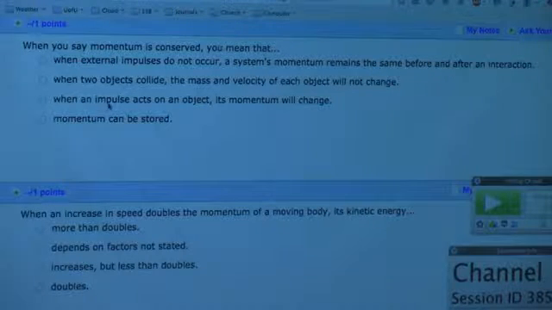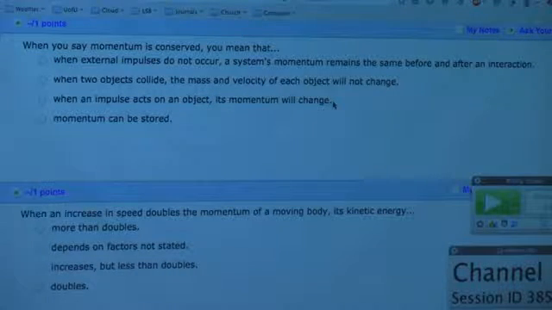When an impulse acts on an object, its momentum will change. That's a true statement. Some of you might have chosen that. Impulse is change in momentum. It requires an impulse. That's what causes the change in momentum. That's true. But we're asking about momentum being conserved, so it doesn't fit with this question.